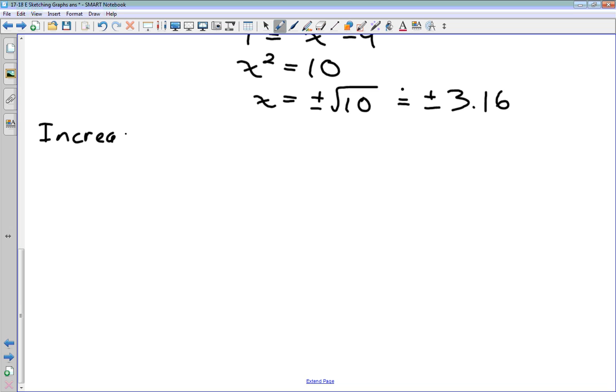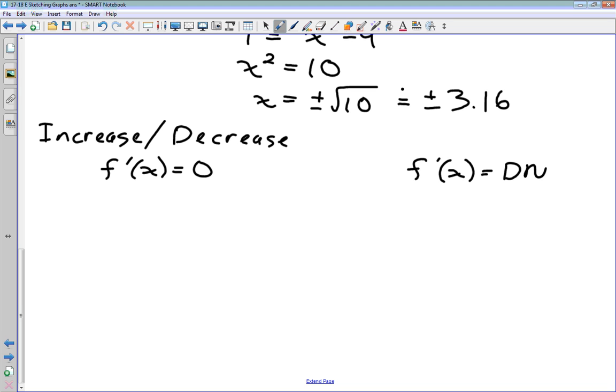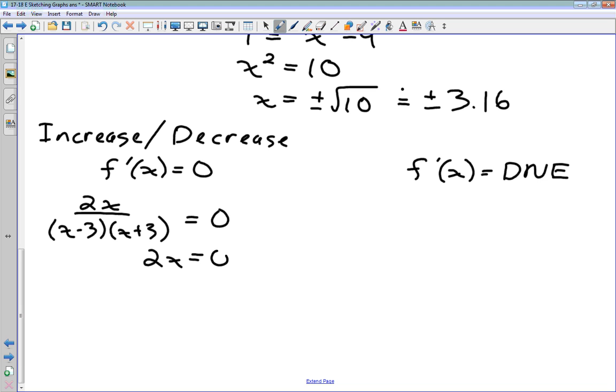Let's find our intervals of increase and decrease and our possible maximum and minimum values. So we're looking for our critical numbers, where our derivative is 0, or where our derivative does not exist. So our derivative was 2x over x minus 3 times x plus 3. It's going to equal 0 at 2x equals 0, or x equals 0, but x equals 0 is not in the domain. So that's not a critical number.